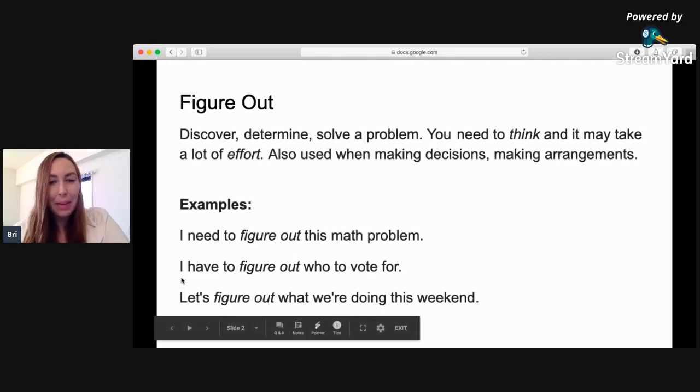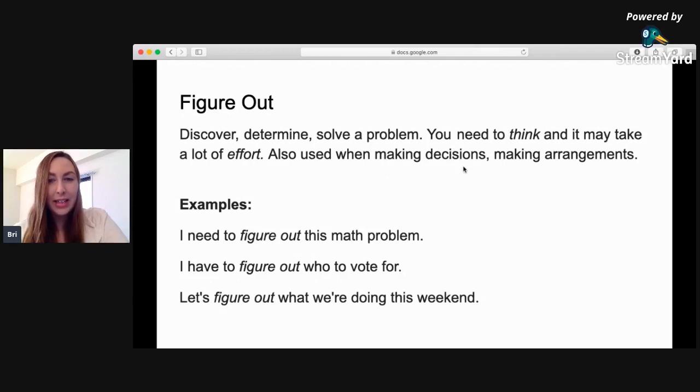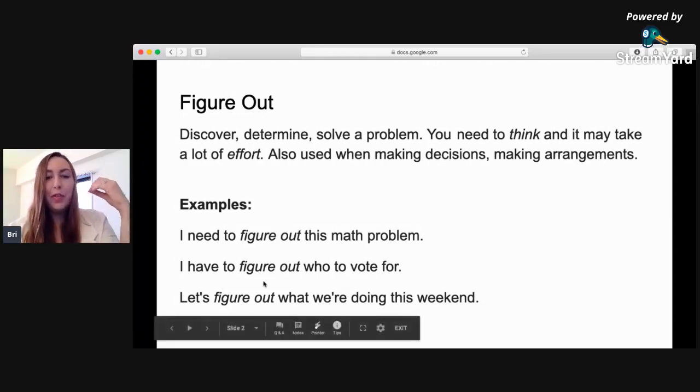The second example, I have to figure out who to vote for. So this is making a decision, right? So the answer doesn't necessarily exist right now, but you have to think, and maybe you have to weigh the pros and cons and think, which is the better candidate? You have to figure out who to vote for.